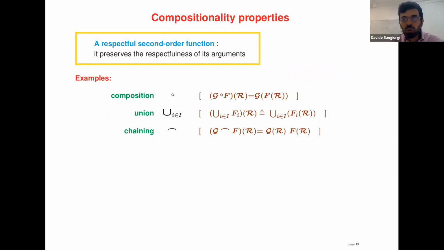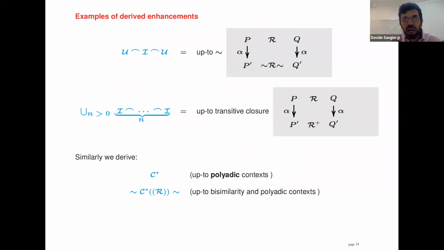So we can compose respectful functions to obtain other respectful functions using several constructors like function composition and union. The union of a bunch of functions is a function that gives you as a result the union of the outputs of the component functions. Chaining, which is relational composition. This is relational composition, not function composition. So these are some examples of constructors that one can use.